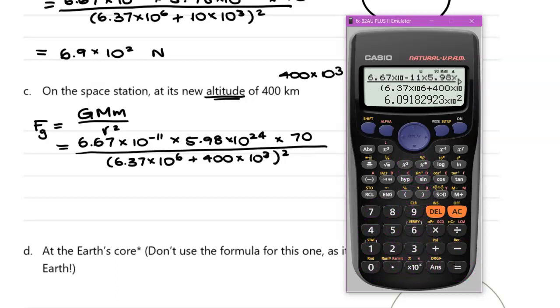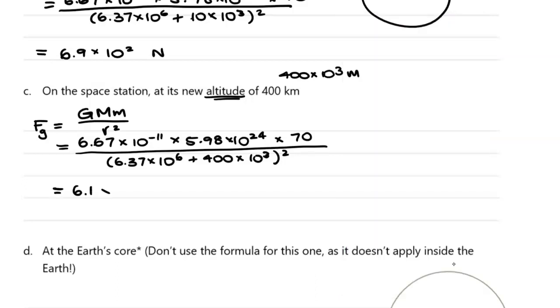Okay, we've started to notice a bit of a reduction in the force due to gravity here. So that would be 6.1 times 10 to the 2 newtons. So even though these astronauts are 400 kilometers up, the force due to gravity acting upon them is not that much reduced. You'll notice that it takes a few hundred kilometers to really start noticing that force due to gravity reducing, but then it begins to drop off quite significantly, and we'll look at the graphs for that in a little bit.